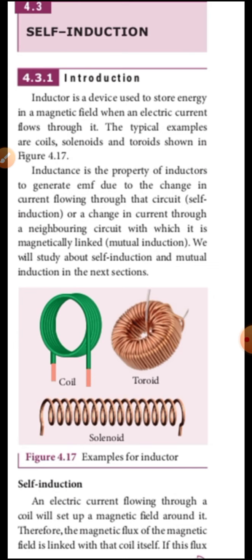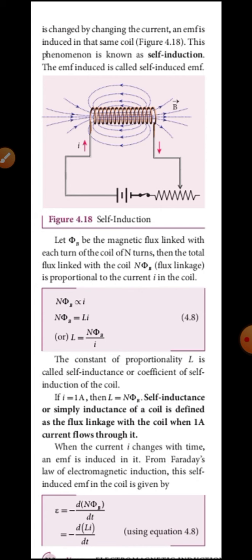An electric current flowing through a coil will set up a magnetic field around it. Therefore, the magnetic flux of the magnetic field is linked with that coil itself. If this flux is changed by changing the current and an EMF is induced in the same coil, this phenomenon is known as self-induction.